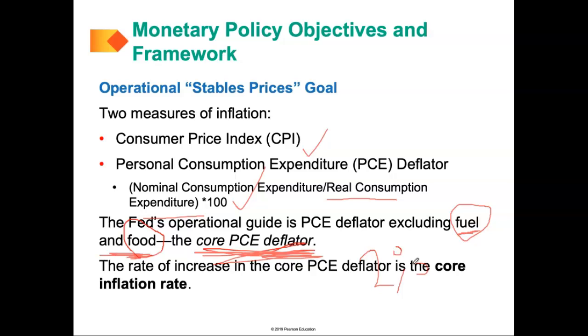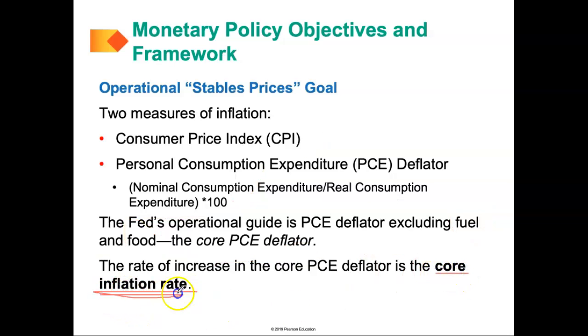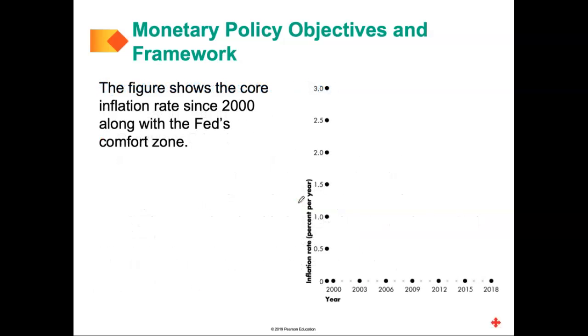So what the Fed pays attention to is the core inflation rate. The core inflation rate is the percentage change in the core PCE deflator, and this is how we find the core PCE deflator. Again, if you have questions, please don't hesitate to ask me. Now, the Federal Reserve has what we call the comfort zone. The comfort zone is when the inflation rate is between 1% and 2%. That is the comfort zone of the Federal Reserve.